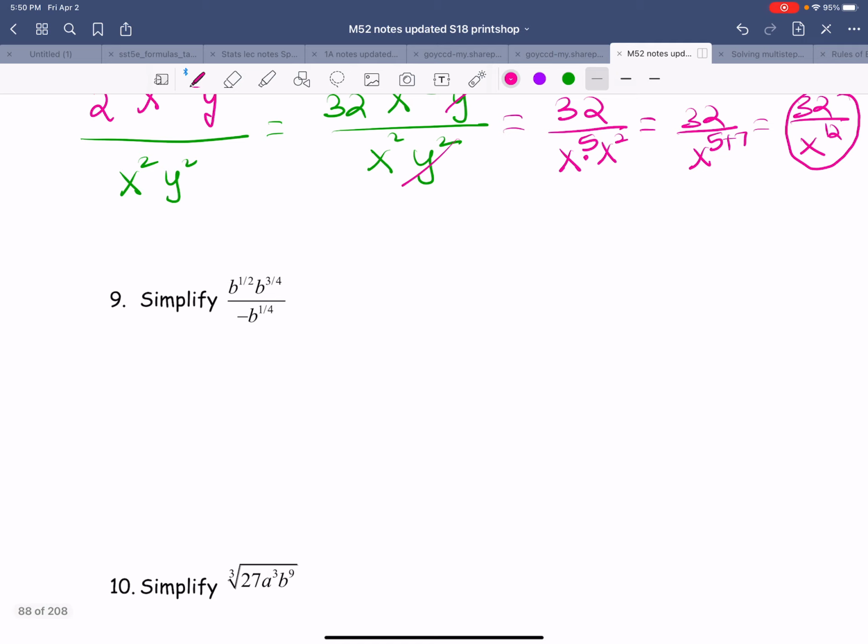Number 9, simplify b to the power 1/2, b to the power 3/4 over negative b to the power 1/4. This is just negative 1 sitting in the front. It's not an exponent, okay? All right, so we can add the exponents for the numerator.